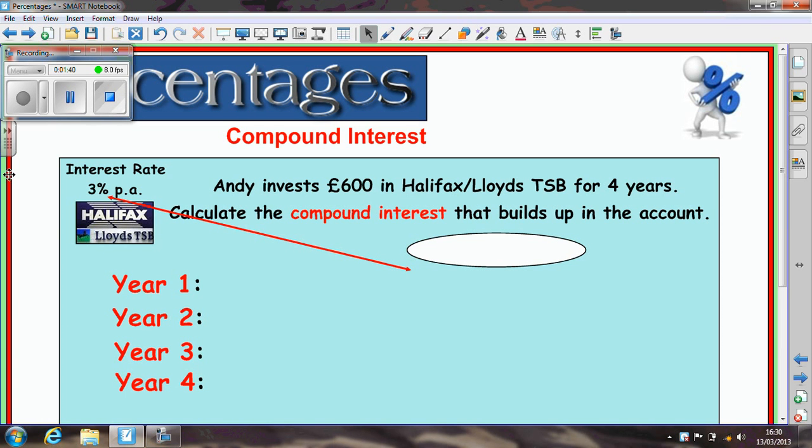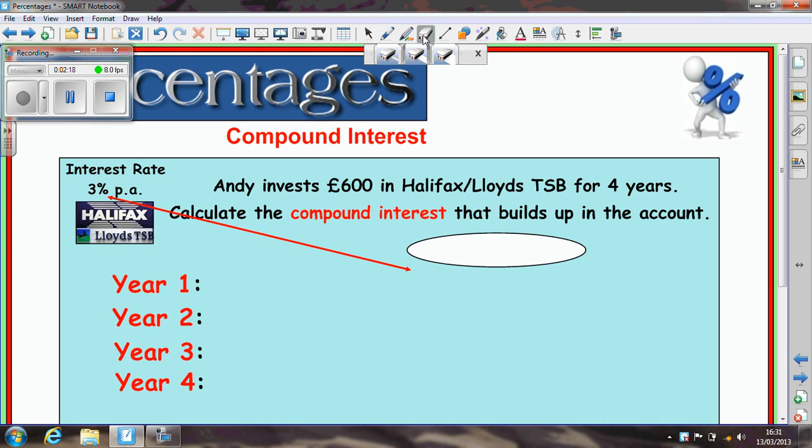So let's look at that in an example. If Andy invests £600 in Halifax or Lloyds TSB for 4 years, calculate the compound interest that builds up on the account. This PA means per annum, so he gets 3% every year. So the first thing to do is to try and work out that as a decimal. You could work out 3% yourself and then add it on, but the best thing to do, I would say, is work out 3% as a decimal, and not only as a decimal but added on to your original 100%. So for this situation, that would be 103% you're working out.